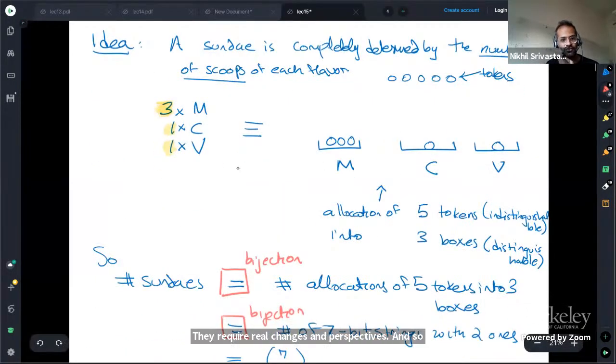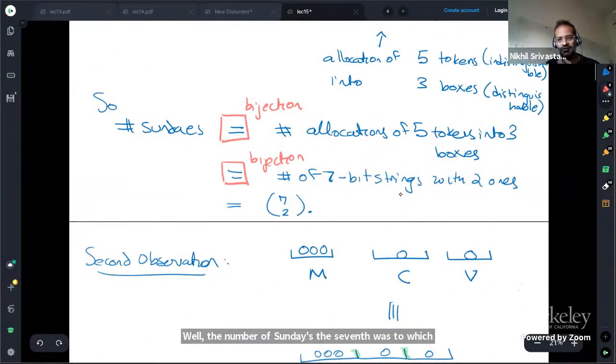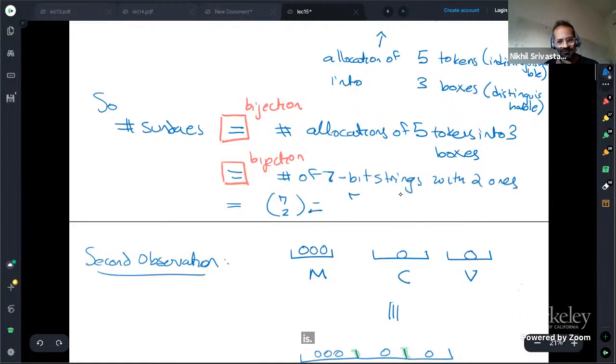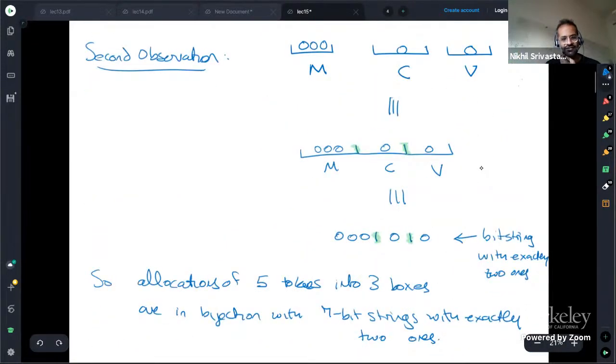And so what's the conclusion? Well, the number of sundaes is 7 choose 2, which is, I mean, I don't know, what is it? I guess it's like 7 times 6 divided by 2, which is 21. So there are 21 different sundaes you can get. So any questions about this example?